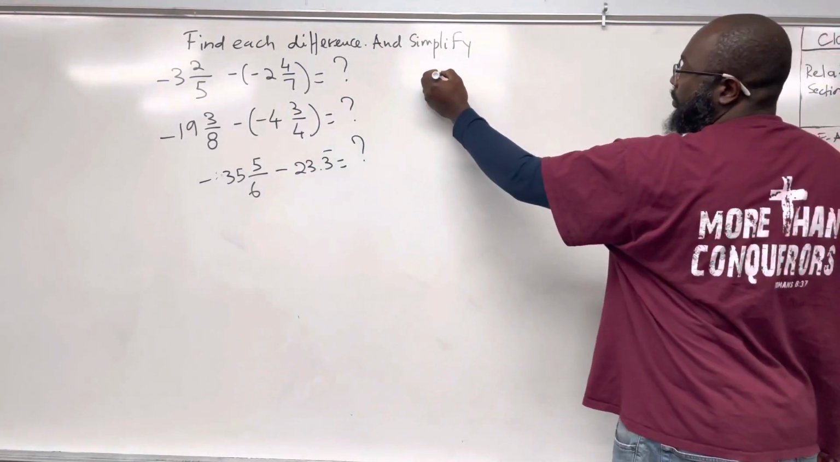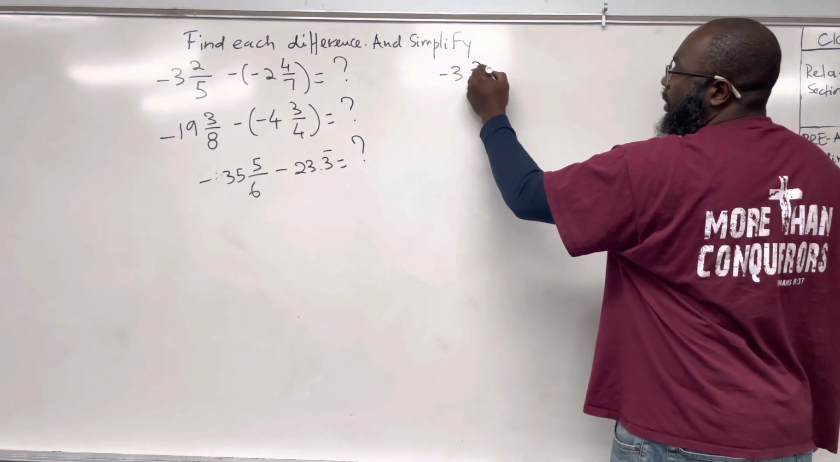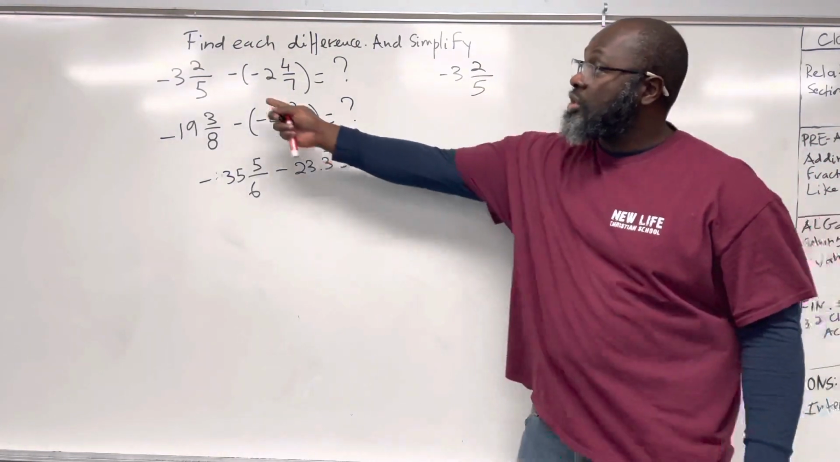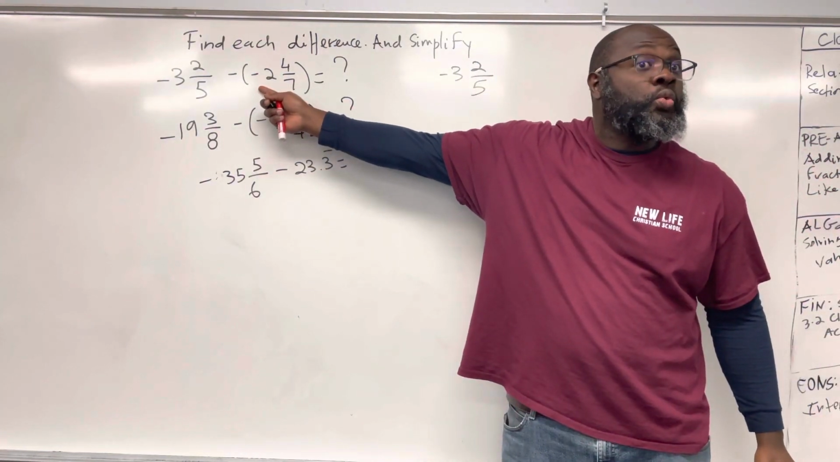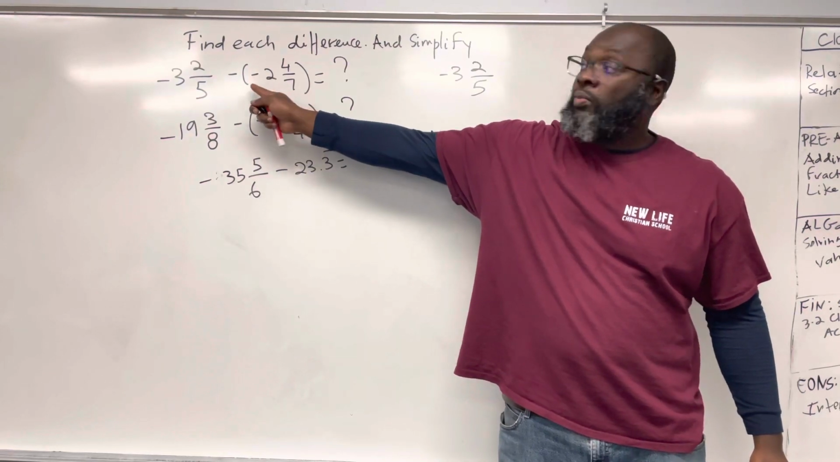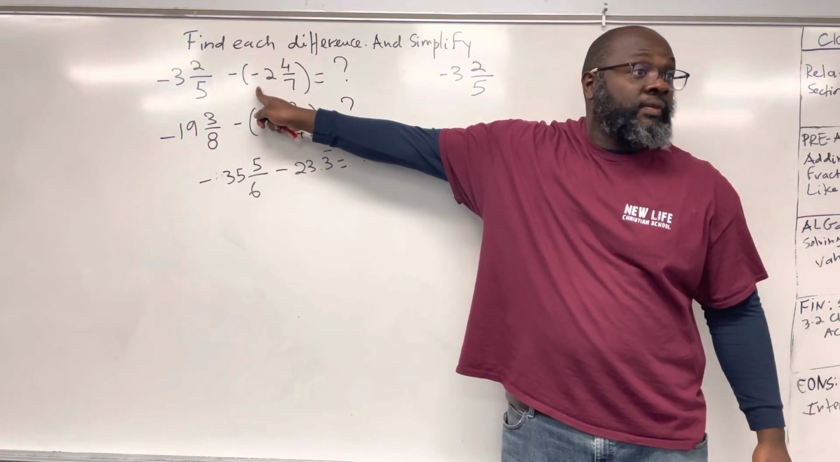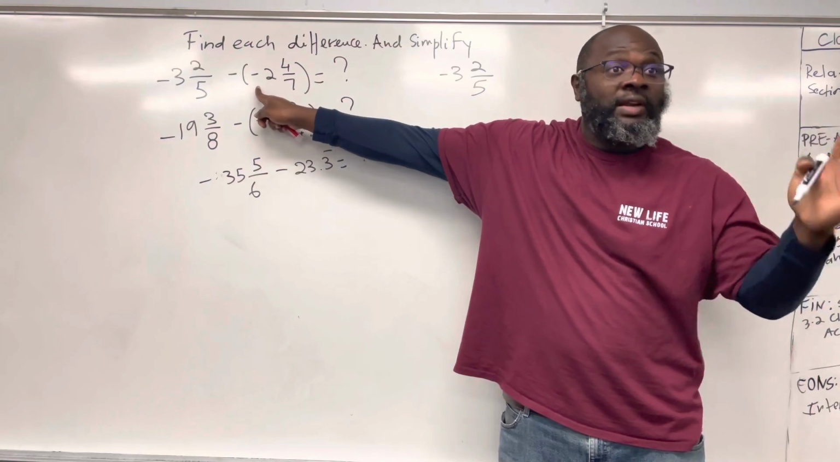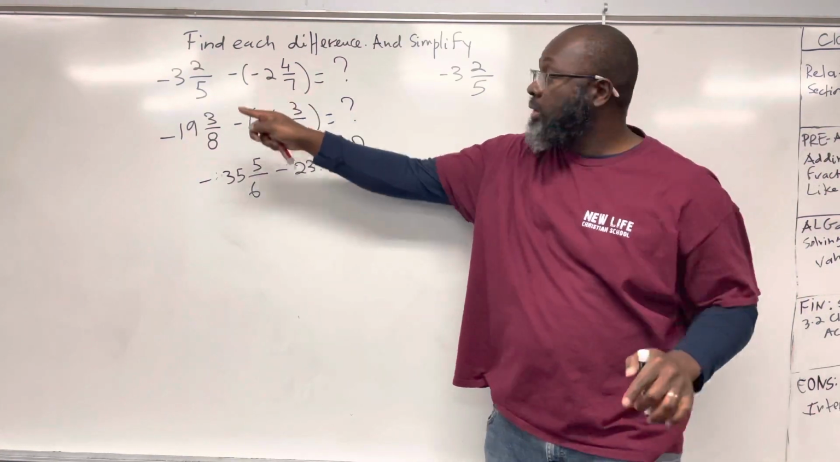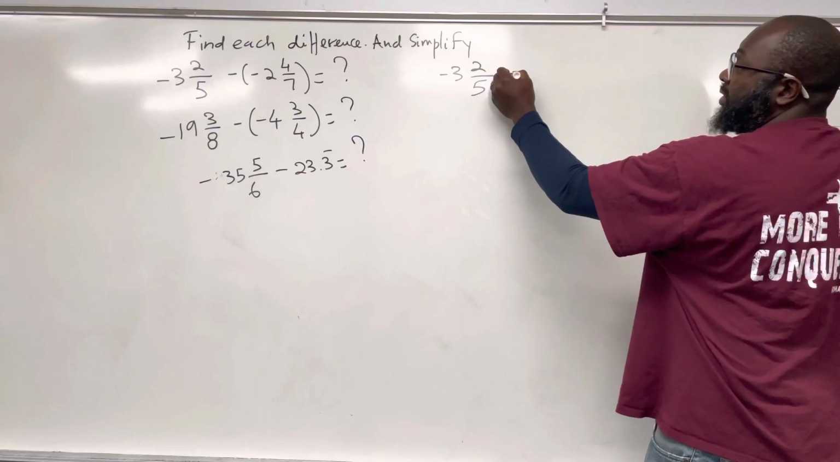First step, just lay out the problem, right? And then we're going to turn this into a positive because we have two negatives, okay? When you have two negatives, what happens? It turns into a positive. A negative and a negative always gives you a positive. Good, right? So we're going to have this.